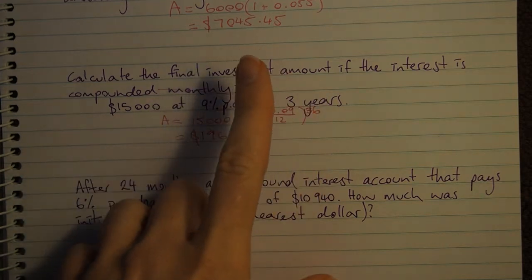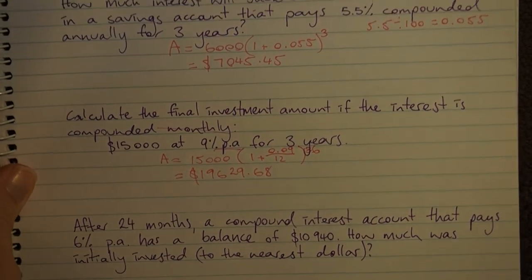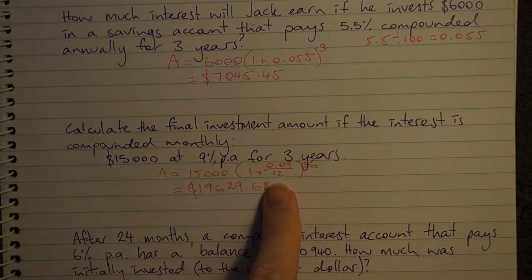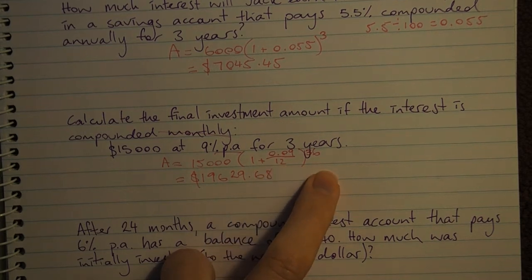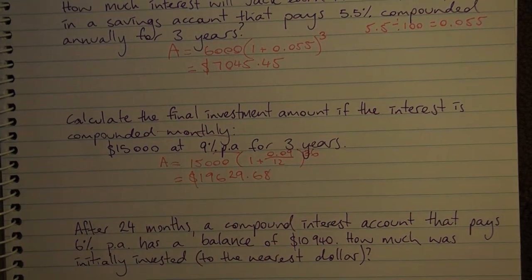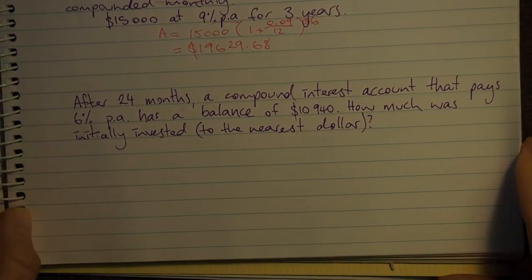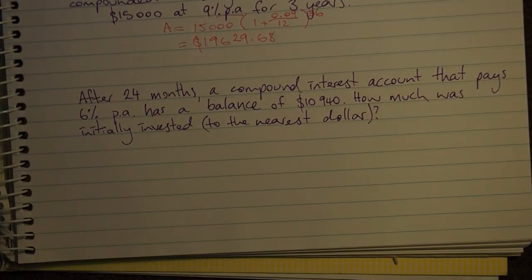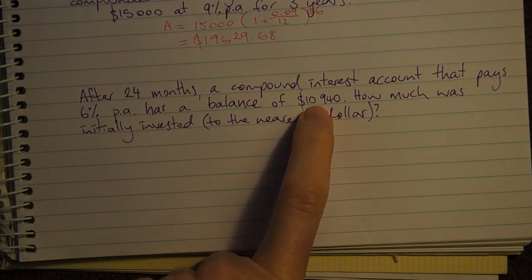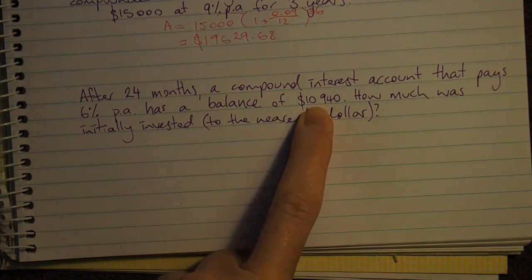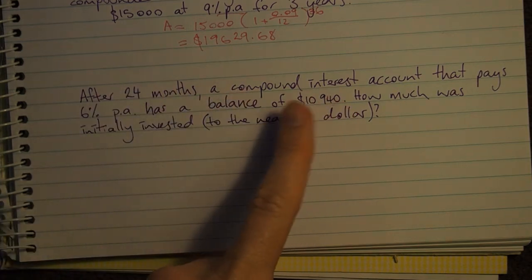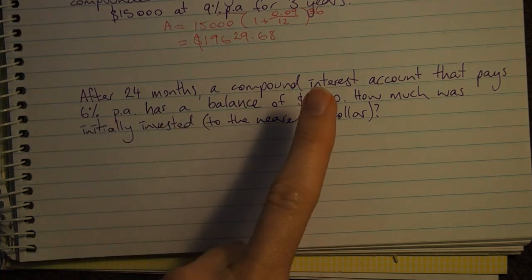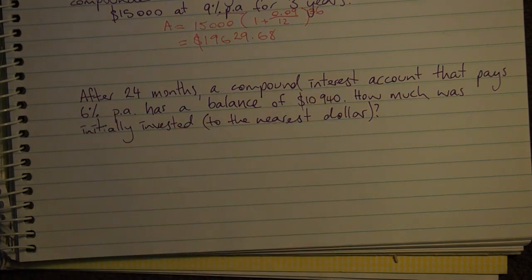Okay, so we've got our compound interest formula, just plugging values straight in. We've got our compound interest formula where we need to adjust our rate and our time periods according to the question. And now I want to show you what happens if we know how much the investment grows to, but we need to work out something else. Okay, so we're told after 24 months, a compound interest account that pays 6% per annum has a balance of $10,940. We want to know how much money was initially invested.